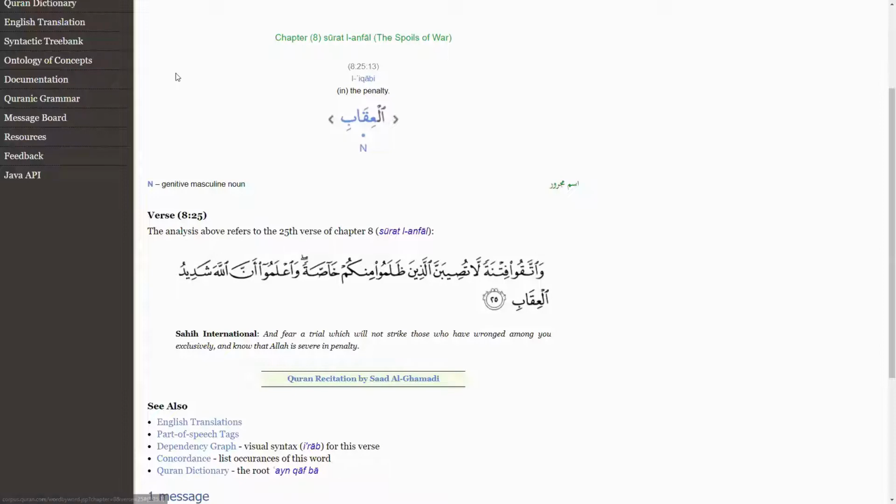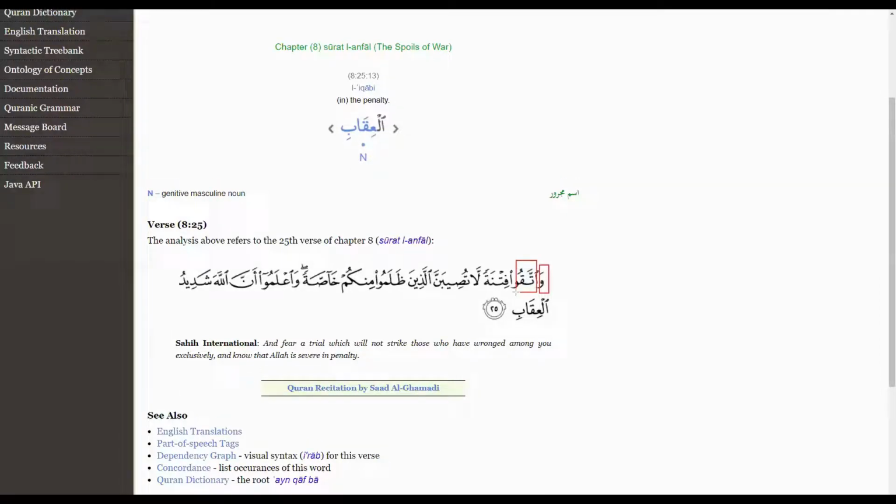Wattaqu, this is an amr, a command. Wattaqu, and fear. We learn amr in lesson 15, inshallah, in book 2. Wattaqu fitnatan, fitnatan is the object. And anytime a verb comes, generally we'll need an object. So wattaqu fitnatan. Fear what?